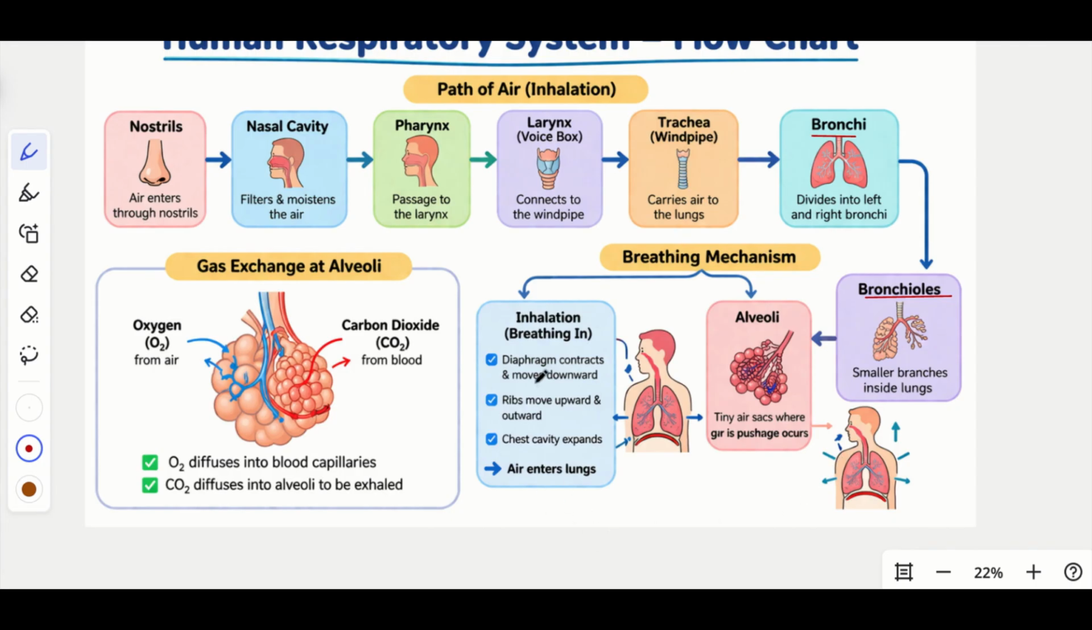And once the gas exchange is done, that is when the CO2 enters into the alveoli and the oxygen enters into the bloodstream, the air will go backwards, right? From alveoli to bronchioles, bronchioles to bronchi, then to trachea, then to larynx, then to pharynx, then to nasal cavity, and through the nostrils, it will go out. Okay. So what is the gas exchange occurring at alveoli? O2 diffuses into the blood capillaries and CO2 diffuses into the alveoli to be exhaled. So this is what we call the human respiratory system.